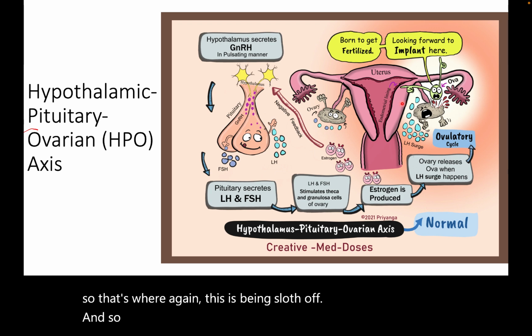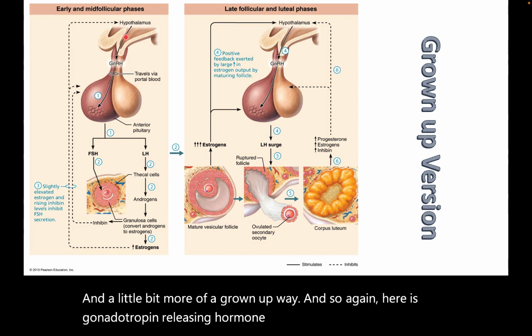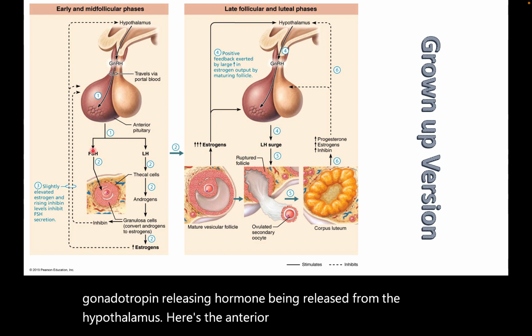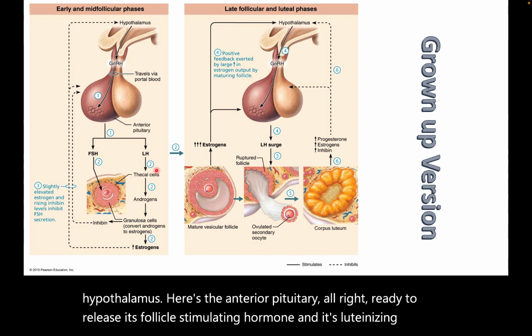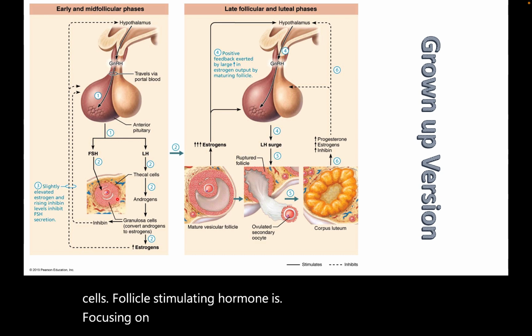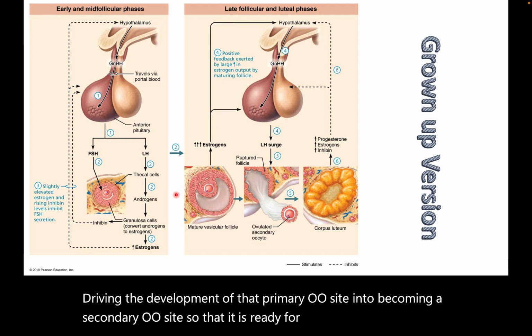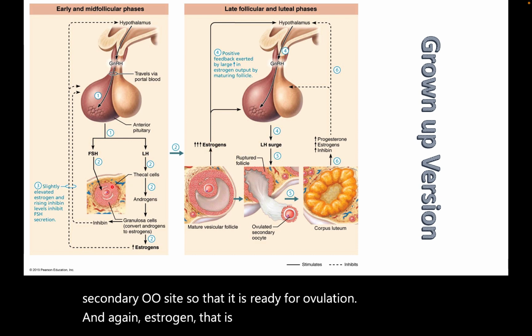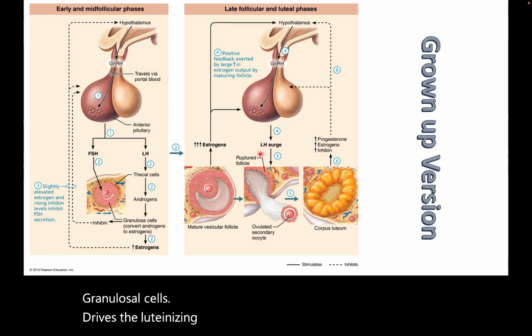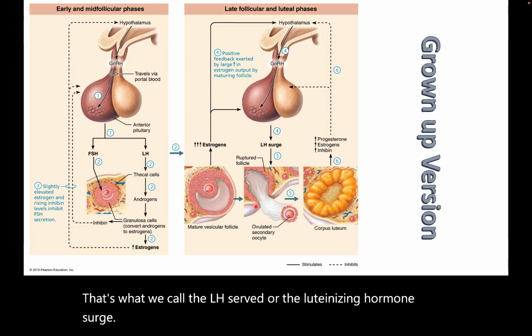And so let's look at this in a little bit more of a grown-up way. Again, here is gonadotropin releasing hormone being released from the hypothalamus. Here's the anterior pituitary, right, ready to release its follicle stimulating hormone and its luteinizing hormone. Again, luteinizing hormone is focused on those thecal cells. Follicle stimulating hormone is focusing on the granulosal cells, driving the development of that primary oocyte into becoming a secondary oocyte so that it is ready for ovulation. Right? And again, estrogen that is now being released from those granulosal cells drives the luteinizing hormone to drive its concentrations up. That's what we call the LH surge, or the luteinizing hormone surge, which leads to ovulation.